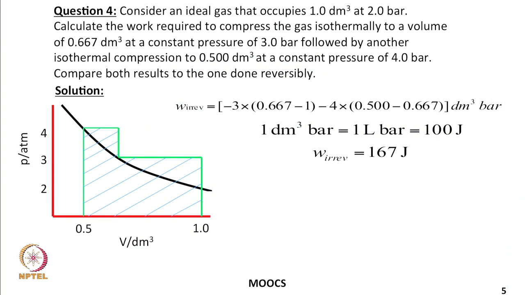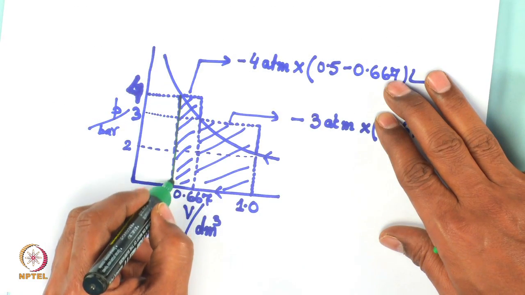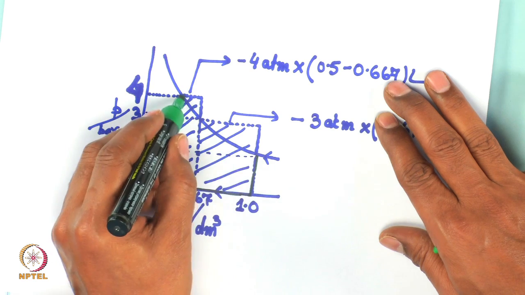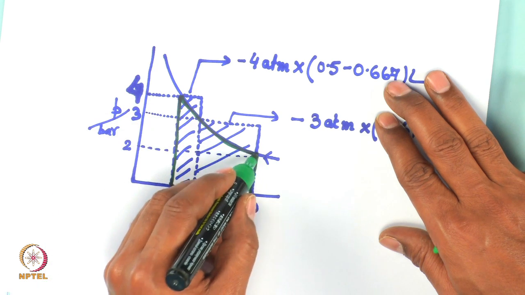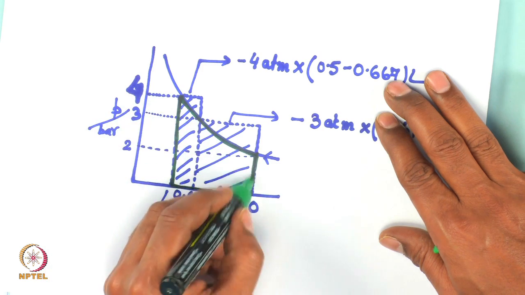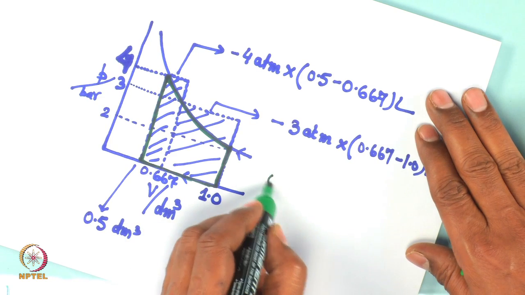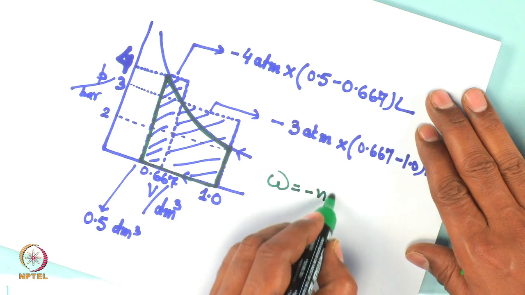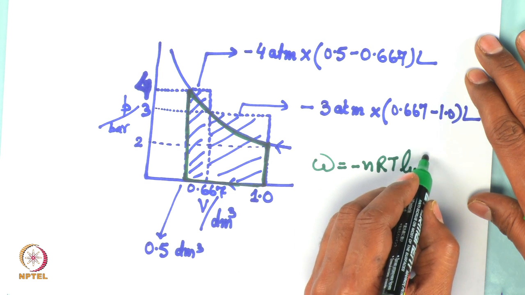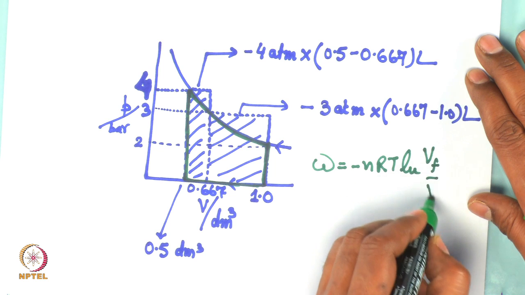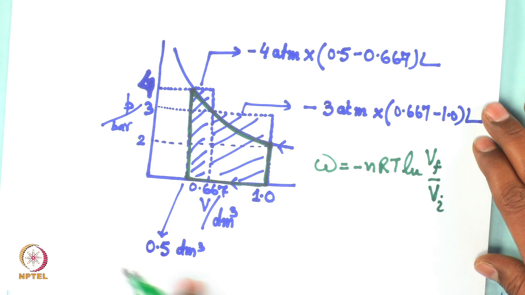Now, it says compare both the results to the one done reversibly. Reversibly means, let us say the whole compression is done reversibly. That means we need to talk about the area that I am highlighting over here. Either you talk in terms of area, or you simply use W is equal to minus nRT log V final over V initial, and V final here is 0.5 and V initial here is 1.